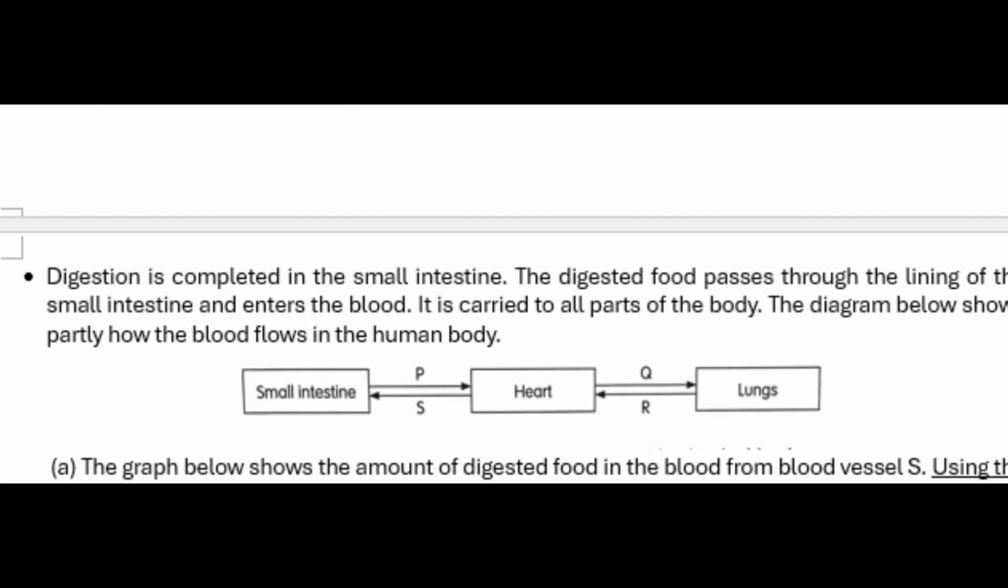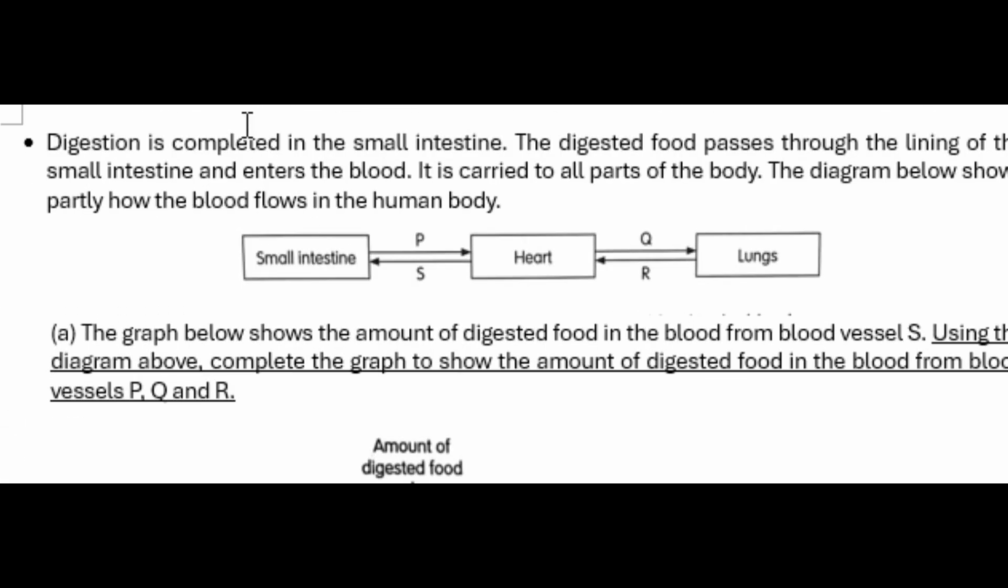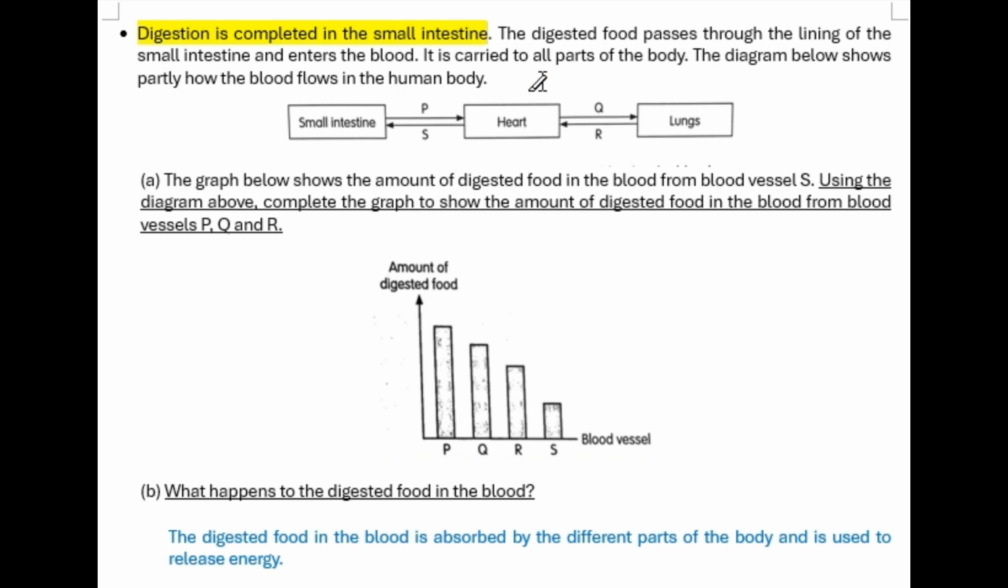Digestion is completed in the small intestine. The digested food passes through the lining of the small intestine and enters the blood. It is carried to all parts of the body. The diagram below shows partly how the blood flows in the human body.